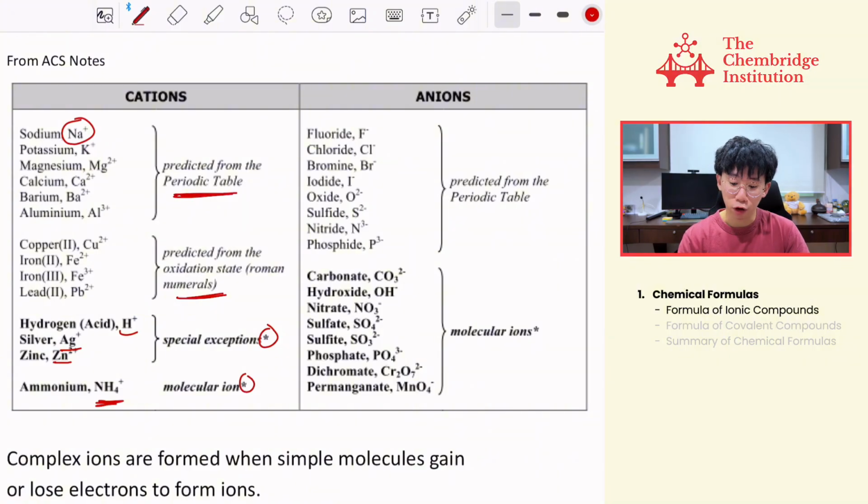If you look at anions, same thing, there's stuff that you can predict from the periodic table, and then there's complex anions. Those are like carbonate, a very common one, CO3 2-, something you just have to memorize. So do spend some time after watching this video to go and look at this table, memorize, and then test yourself. That's just the easiest way to memorize your chemical formulas.